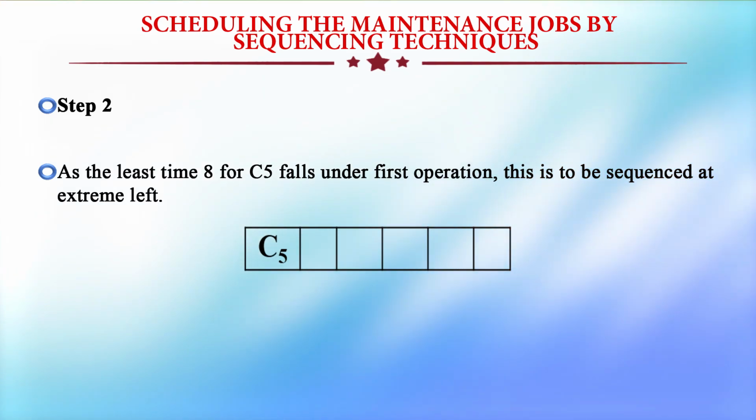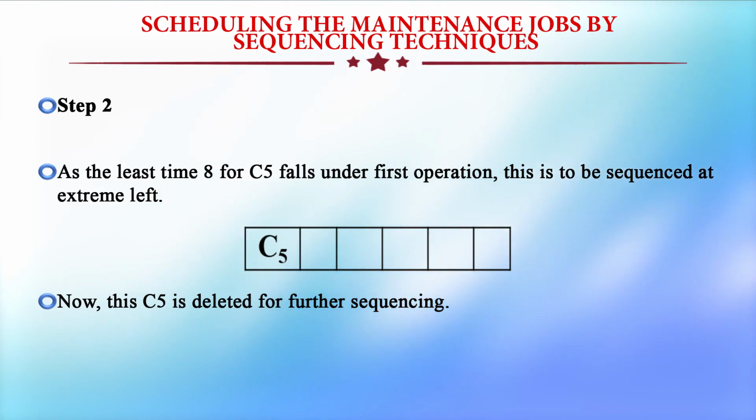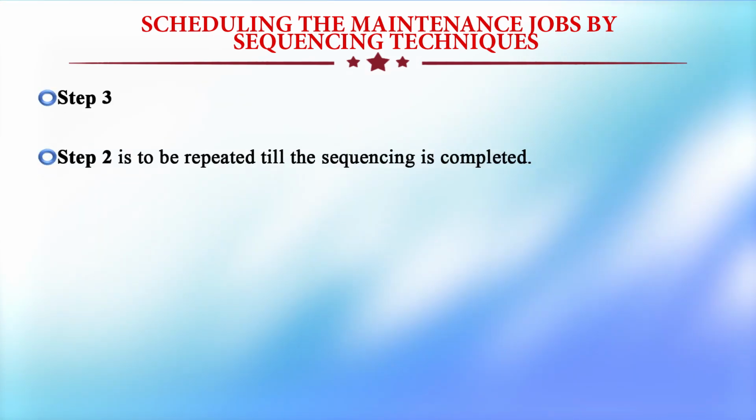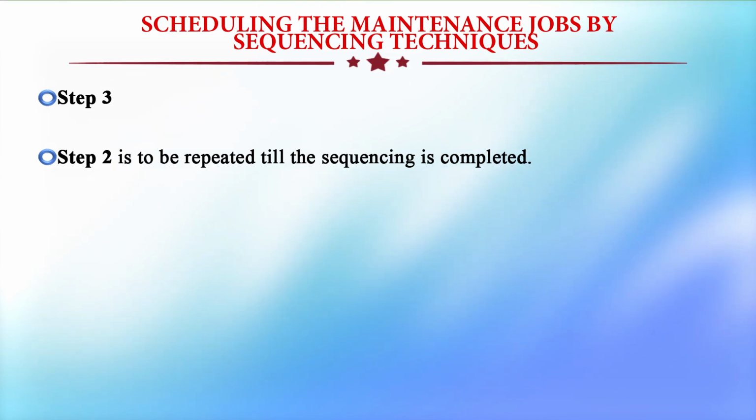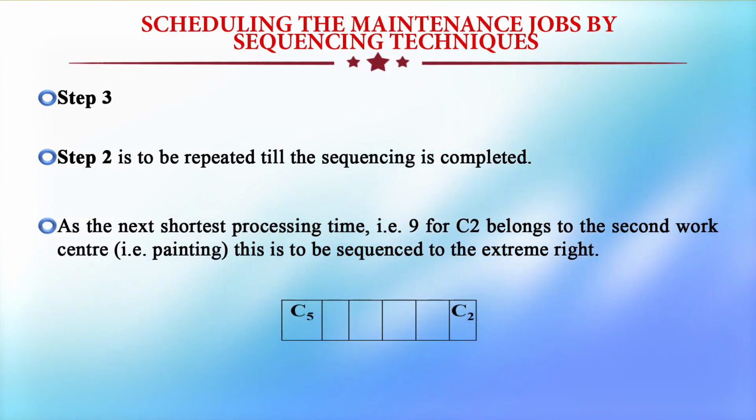Extreme left means it has to be repaired first. Now this C5 is deleted from further sequencing. Step 2 is to be repeated till the sequencing is completed. The next shortest processing time, that is 9 for C2, belongs to the second work center, that is painting. This is to be sequenced to the extreme right, because if it is the first work center, then it should be given at the left side, and if it is the second work center, then it has to be given at the right end. Like that we have to arrange the sequence.